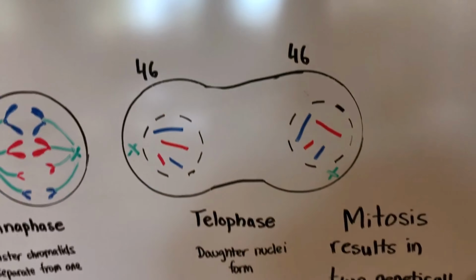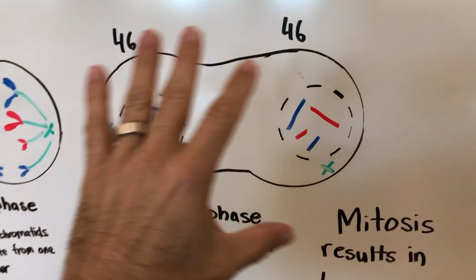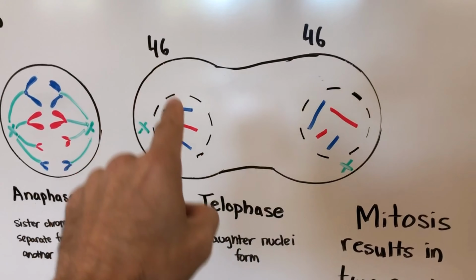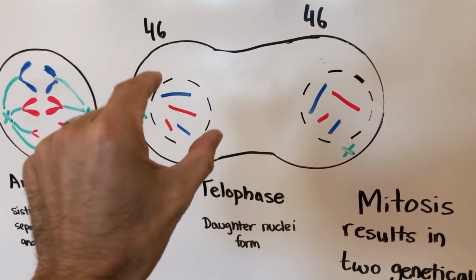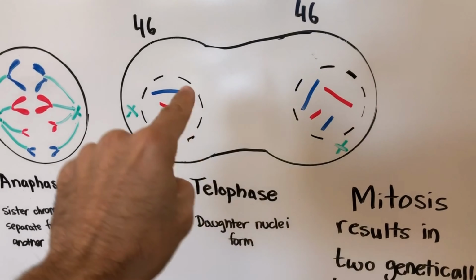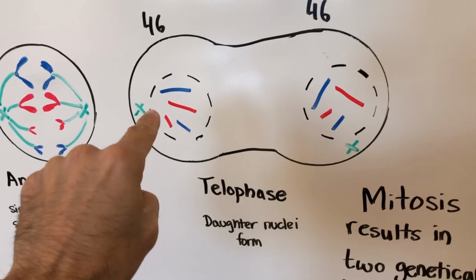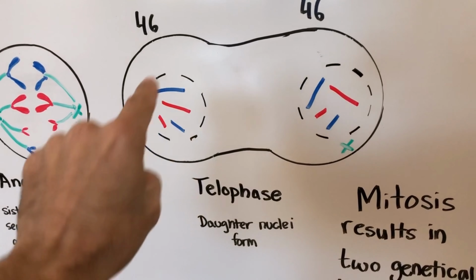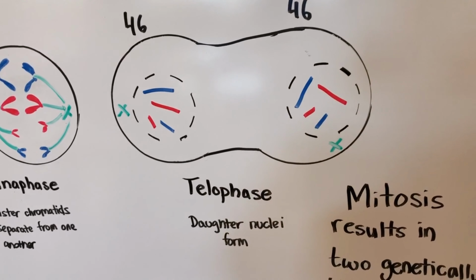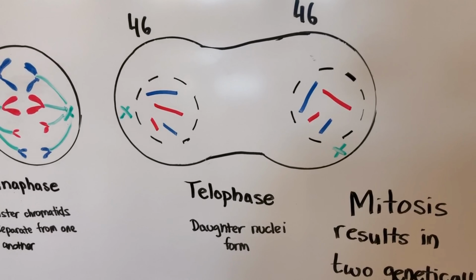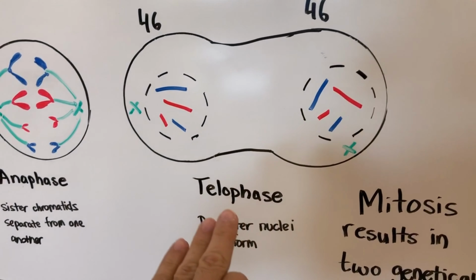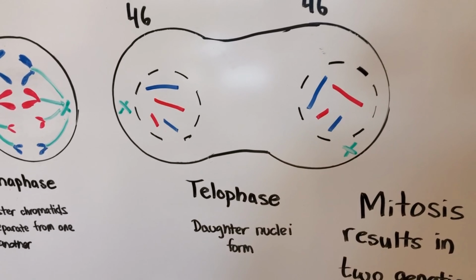So what happens in the next step, telophase? This is the final subphase of mitosis. Now you have two cells with 46 chromosomes each, and whatever DNA is in this new nucleus is found in this new nucleus, okay? Notice that the new nuclear envelope starts to form, so a daughter nucleus forms here, and a daughter nucleus forms here. Okay, daughter nuclei form.